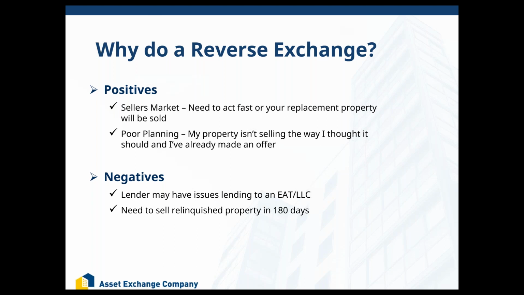Now, what's the other negative? Well, I've already mentioned it. You have to be able to sell your relinquished property within 180 days, okay? What happens if you don't sell your property within 180 days? Well, you're going to own two properties. Okay? We're not going to hold on to it. We're going to transfer the property back over to you, and you're going to own two properties.